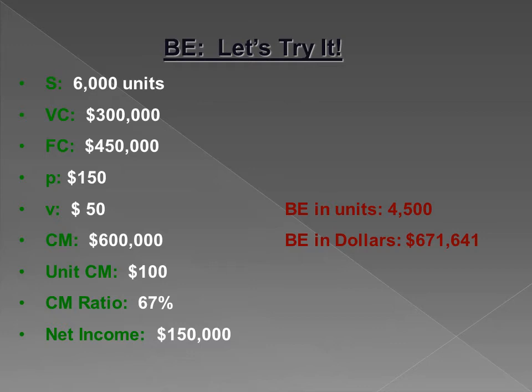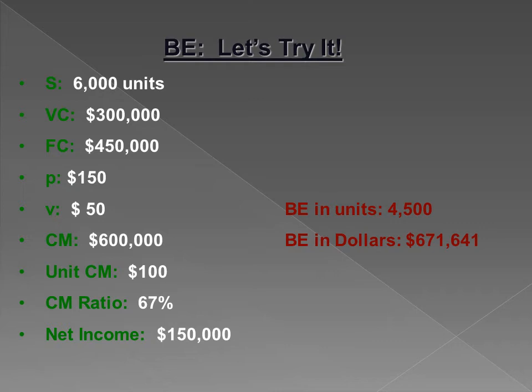Now, did you get this answer? I hope so. So break-even in units is 4,500 units in order for this company to break even. And this was achieved by taking the fixed cost number here and dividing that by what? Absolutely. The contribution margin per unit, which is here. And that'll give you 4,500.